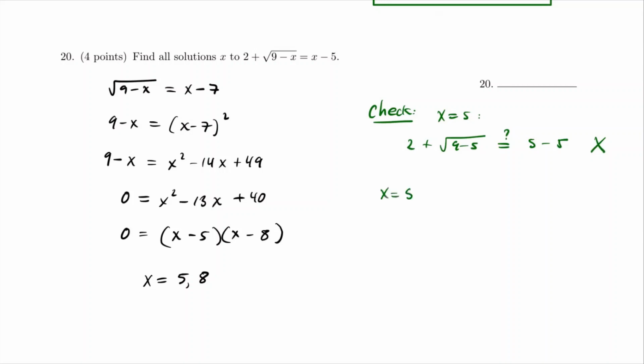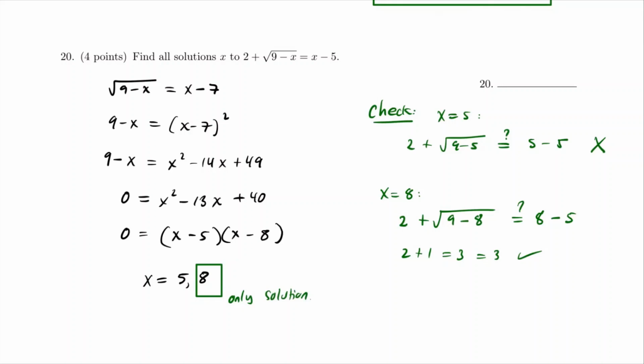For this next one, x equals 8. We have 2 plus square root of 9 minus 8. Is that equal to 8 minus 5? Let's see. We got 2 plus 1. That's 3. Is that equal to 8 minus 5? Yes, 3. Checked. All right. So our solution is only x equals 8. This will be the only solution.